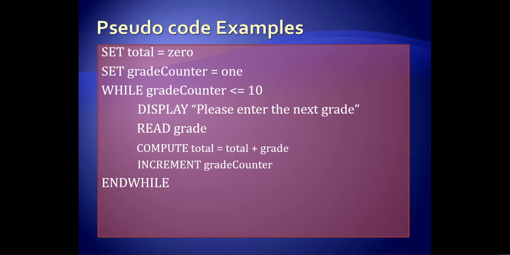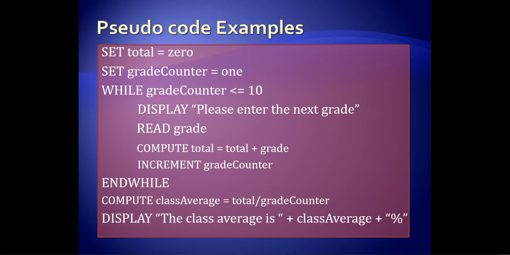What are we going to do with those 10 grades? We're going to calculate the average. Class average equals total, the value that we calculated inside, the sum, divided by grade counter, the total number of grades we actually entered. Okay. Display "the class average is" plus class average plus percentage. So it's actually going to calculate that class average and display it on the screen.